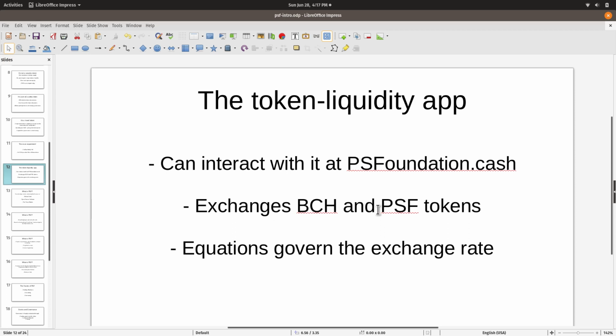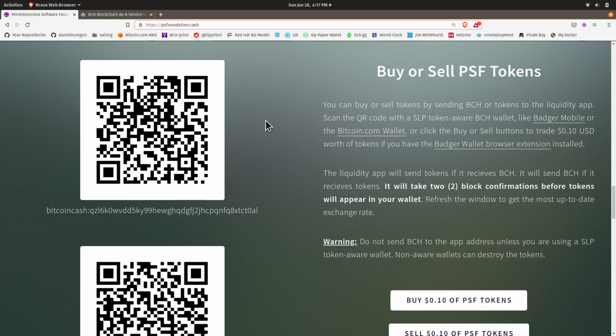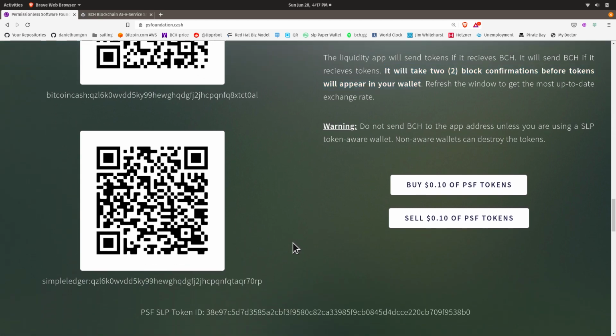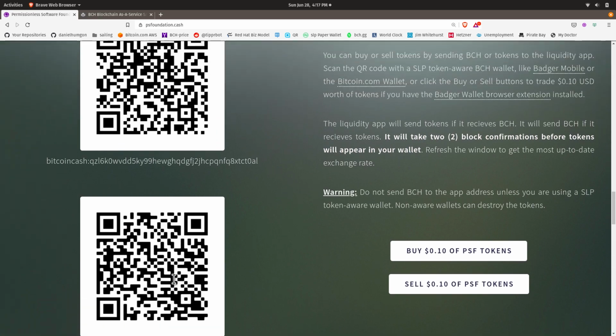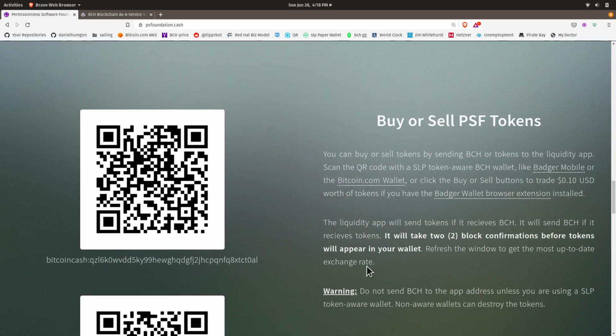It exchanges Bitcoin Cash for PSF tokens, or it exchanges PSF tokens for Bitcoin Cash. That's its only thing that it does. And the way you interact with it is by sending Bitcoin Cash to this address, and then it will send you PSF tokens after 2 block confirmations. Or you can send your PSF tokens to this address, and it will send Bitcoin Cash back to your wallet, the originating address.